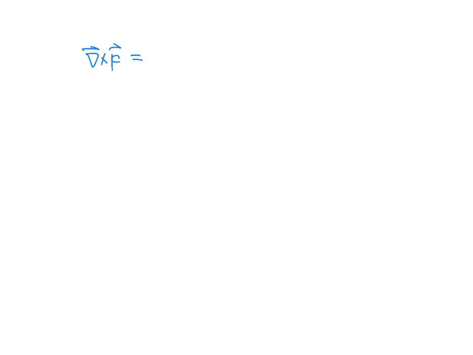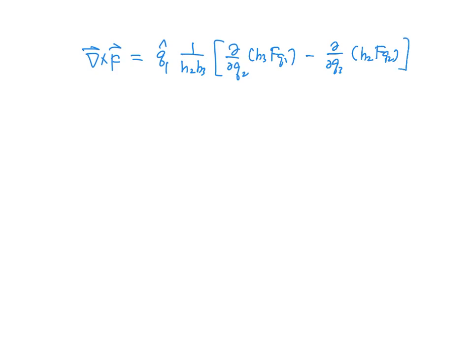Start with Q1. There's a very simple formula. Always remember 1, 2, 3. So Q1 you start with H2, H3. And 1, 2, 3: partial Q2, partial Q3, H3, FQ3 minus partial Q3, H2, FQ2. And plus this very nice symmetry. Q2, 3, 1. So H3, H1, partial Q3, partial H1, FQ1.